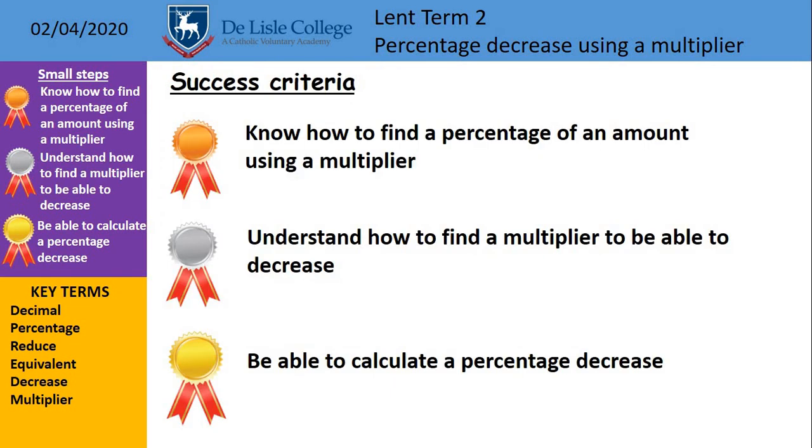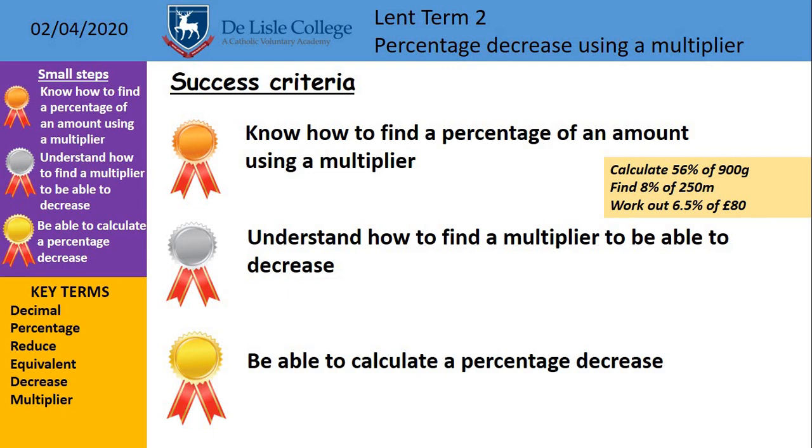So the success criteria for today then, hopefully we know how to find a percentage of an amount using a multiplier. So hopefully you can find things like 56% of 900 grams. So you would do 0.56 multiplied by 900. Hopefully you could find 8% of 250 metres. So 0.08 multiplied by 250. And hopefully you can do 6.5% of 80 pounds by doing 0.065 multiplied by 80.